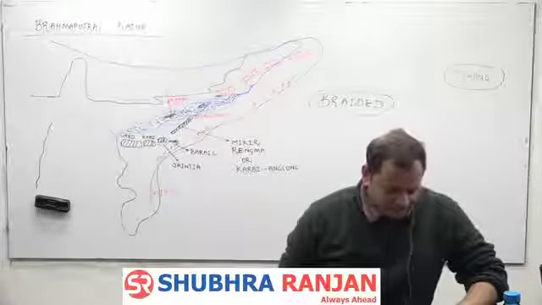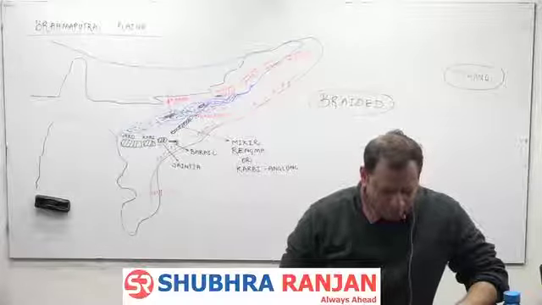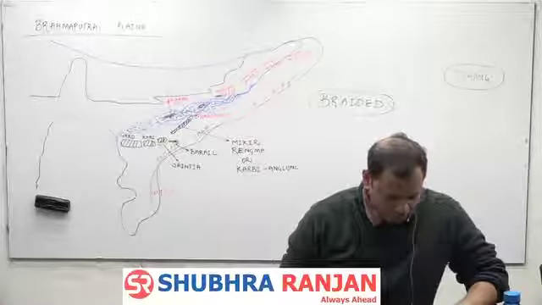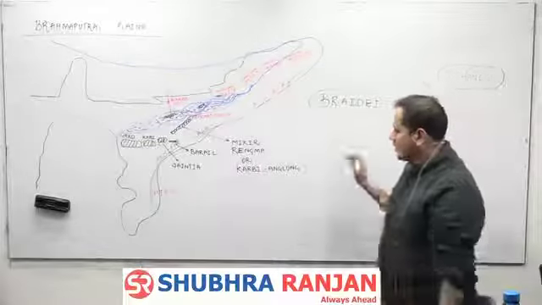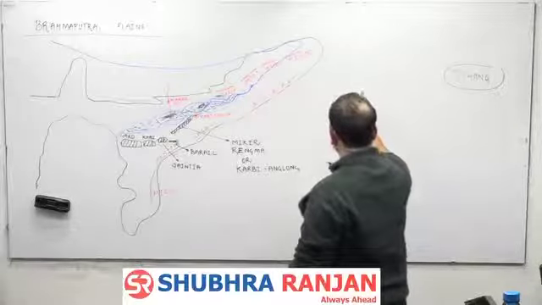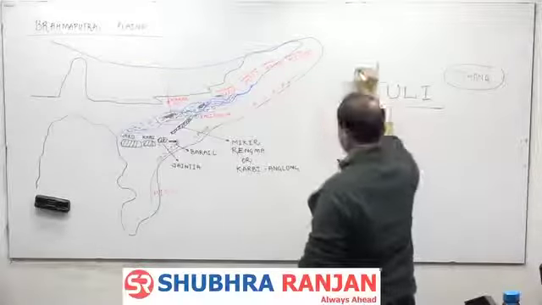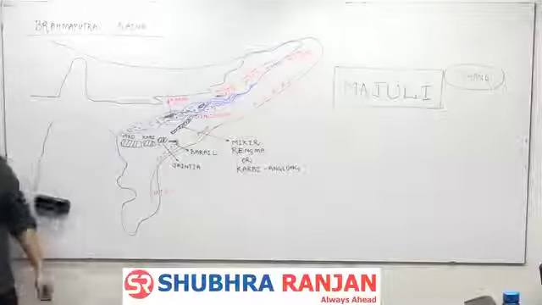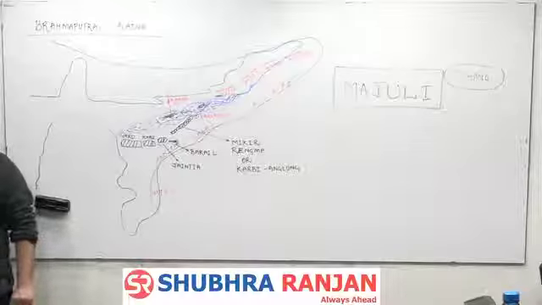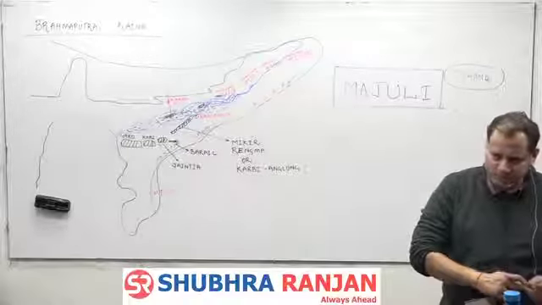Brahmaputra is highly braided, and therefore known for floods. Next, last point regarding Brahmaputra. There are numerous riverine islands, out of which Majuli Island is the largest riverine island in the world.